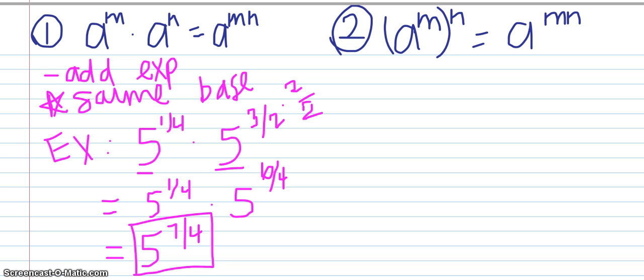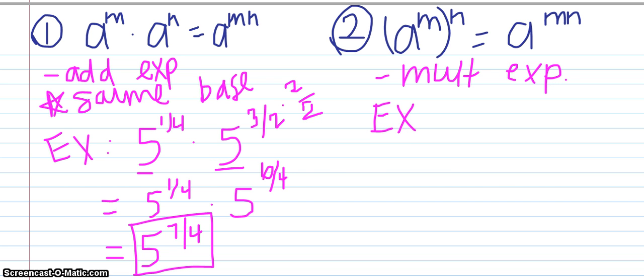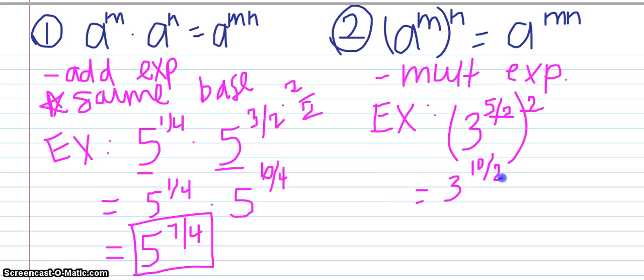The next property I'm going to look at is if I have a to the m raised to the n power, I'm going to multiply my exponents. An example of this would be if I have 3 to the 5/2 power raised to the second power. I multiply my exponents, so 5/2 times 2 is going to give me 3 to the 10/2, and I can simplify that to 3 to the 5th. And if I put 3 to the 5th power in my calculator, I'm going to have 243.